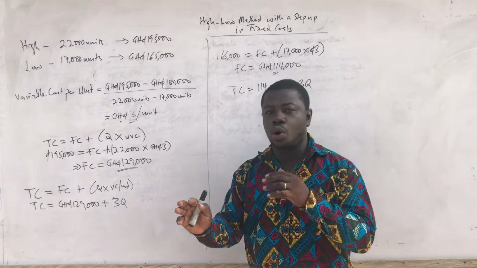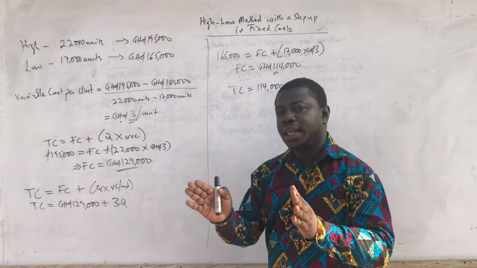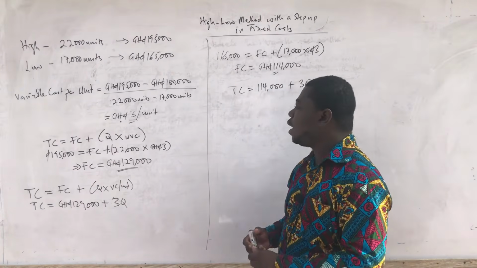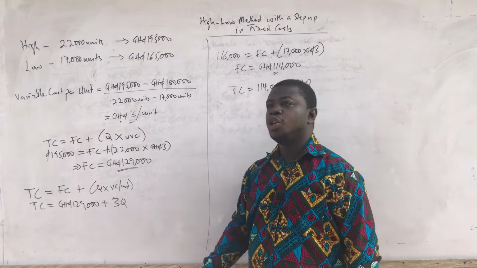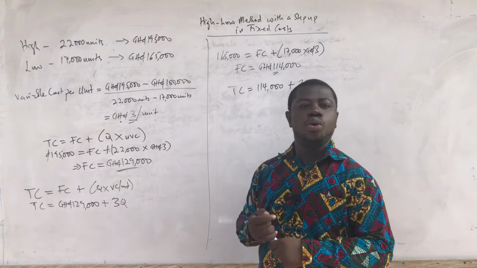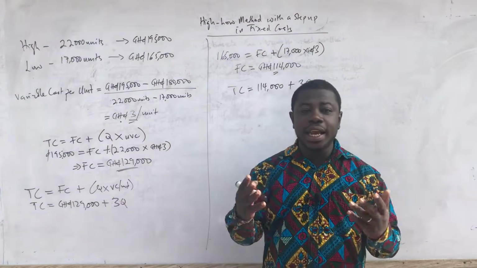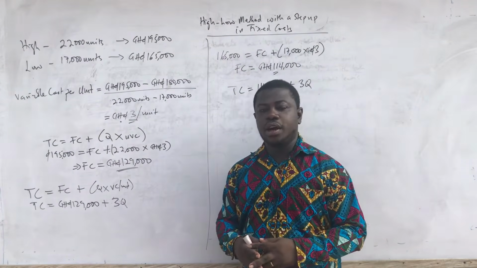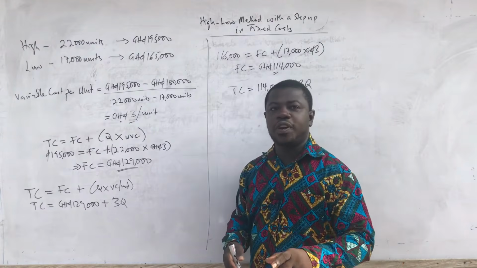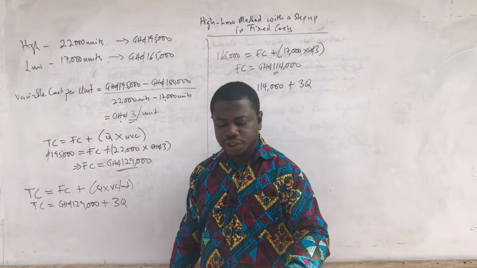Now, that is not all. The most important part is what I'm going to tell you. That is the part for cost estimation. Now, having known this, your job is to use any of this to estimate cost. So you can be asked to find the total cost of producing any unit at all. Now, in this question, we are told to find the total cost of producing 25,000 units and 14,000 units.